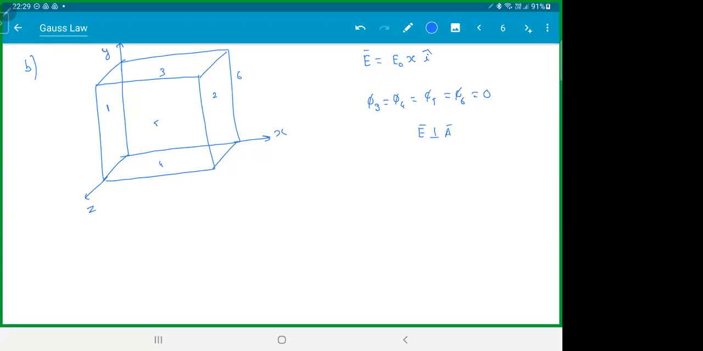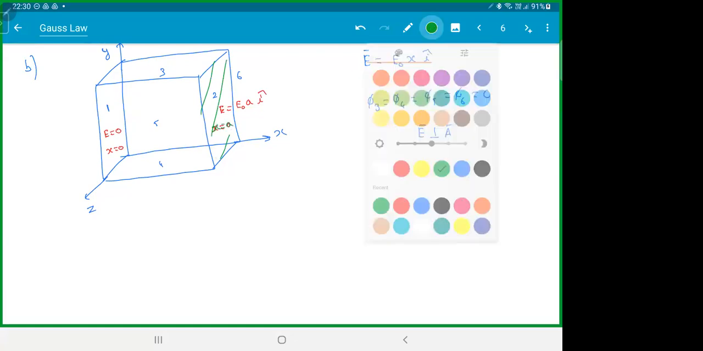I agree, E is changing, but it is perpendicular. It doesn't matter. And on the first one here, field is 0 because x coordinate is 0. And here on this plane, x is equal to A. So field will be E naught into A I cap. Is that making sense? On this entire plate 2, x coordinate is constant, no? On the entire face, the x coordinate is constant because it is parallel to that.